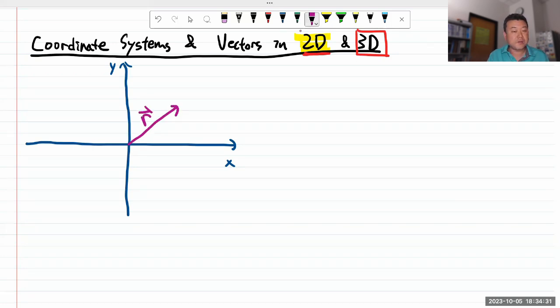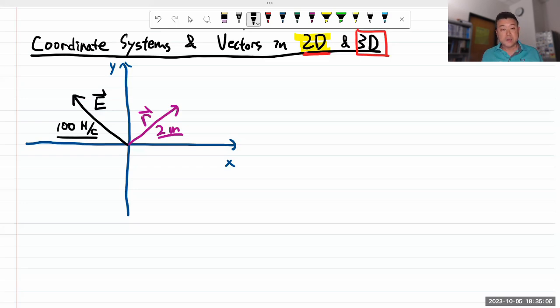It could be an actual vector representing position. That would be one. But actually, it doesn't have to be a vector representing position. So, this might have a length of 2 meters, for example, for position. But you can also be talking about a vector that's an electric field. And that would have a geometric representation, and a magnitude that's consistent with the unit of electric field, which this week we are using, so this could be 100 Newton per Coulomb. That would be an electric field vector.